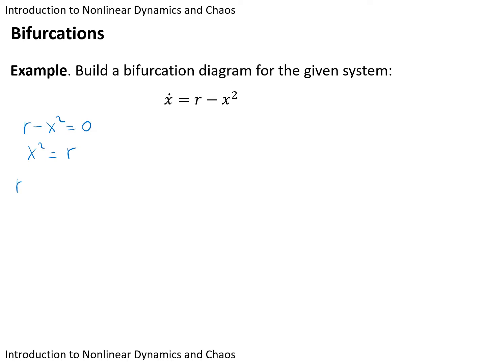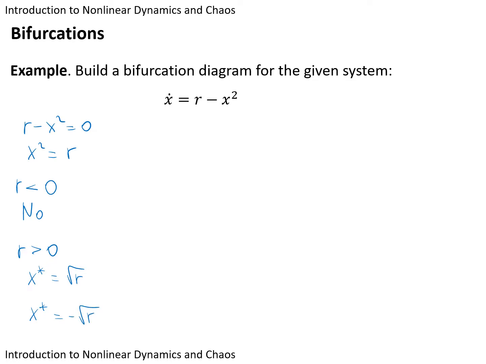If r is negative, then we have no equilibrium. If our r is positive, then we can have two equilibria. First is square root of r, and the second is minus square root of r.